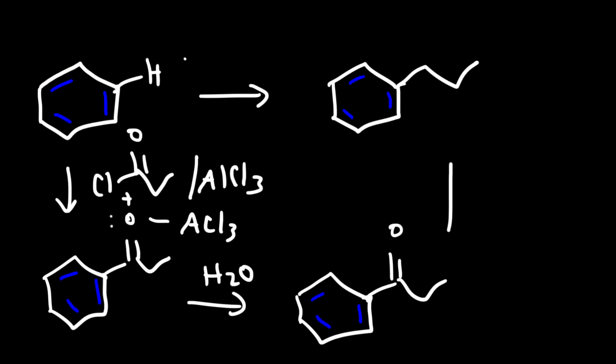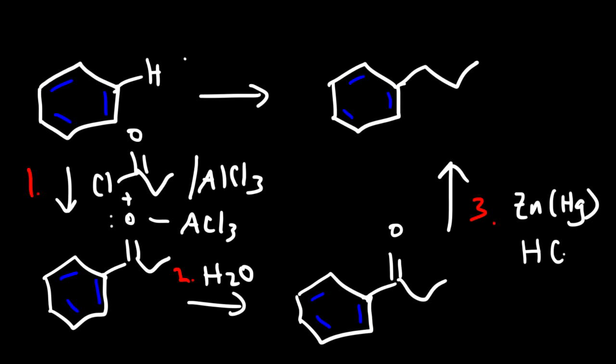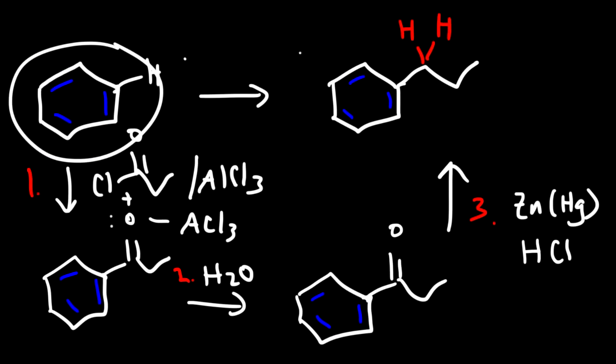The last step, so this is step number 1, this is step 2. The third step is to reduce the ketone to an alkane. And so we can use the Clemmensen reduction where we have amalgamated zinc, so basically zinc and mercury alloyed together, under acidic conditions. And that's going to basically replace the carbonyl group with 2 hydrogen atoms. So that's how we can convert benzene into propylbenzene.